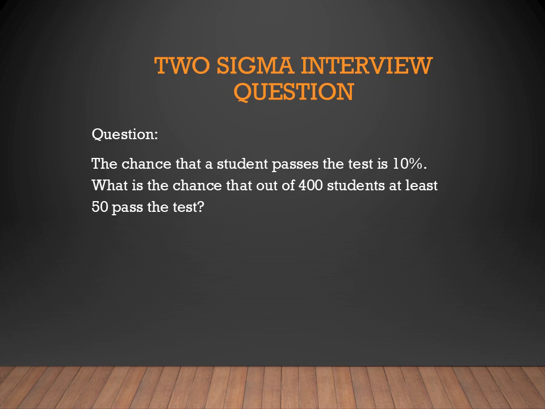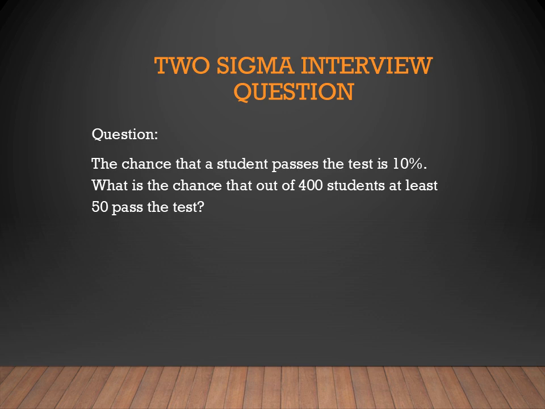Let's dive straight into a probability problem from 2 Sigma. Suppose there are 400 students, and each has a 10% chance, that's 1 in 10, of passing an exam. We're being asked, what is the probability that 50 or more students pass the test?